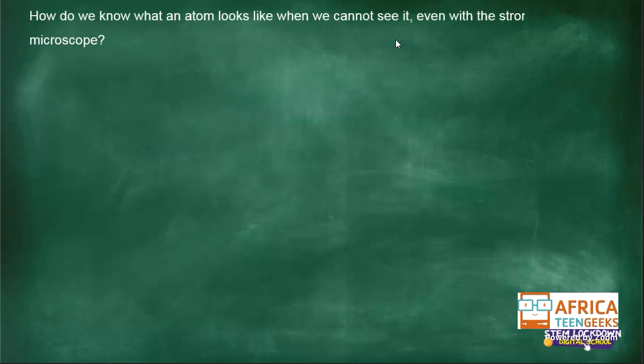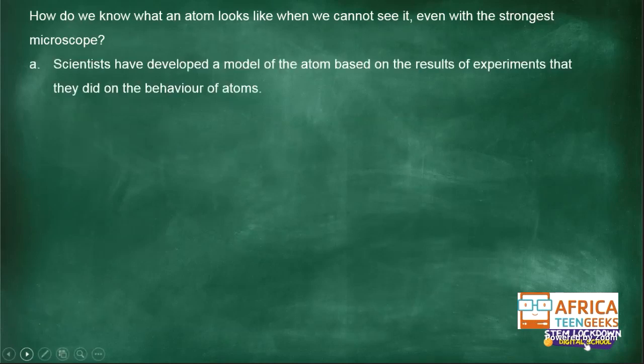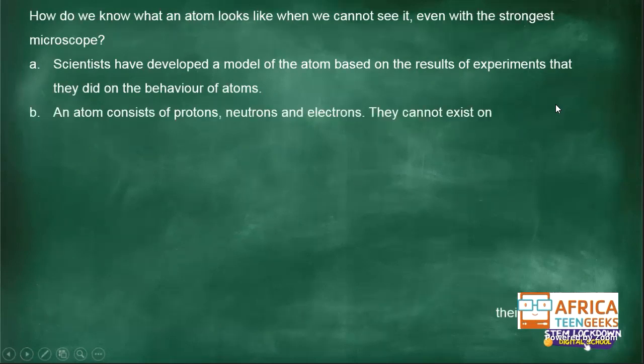Then let's see, how do we know what an atom looks like when we cannot see it even with the strongest microscope? Scientists have developed a model of atoms as a result of the experiments they did in terms of watching the behavior of atoms. So this is one of the ways that they developed properties and characteristics of atoms, by observing their behavioral characteristics. Then we have an atom of protons and neutrons and electrons. They do not exist on their own. So that means that they exist with something else.